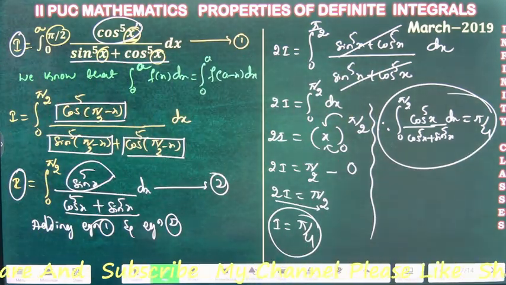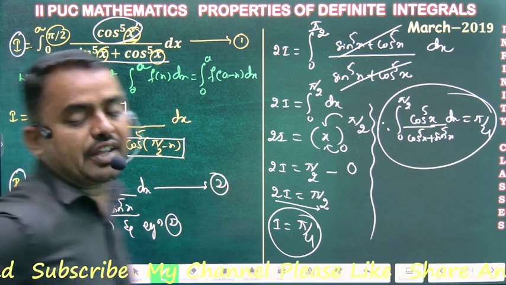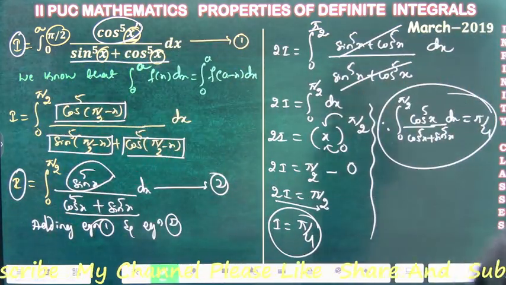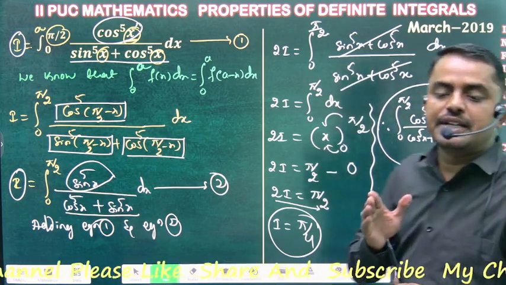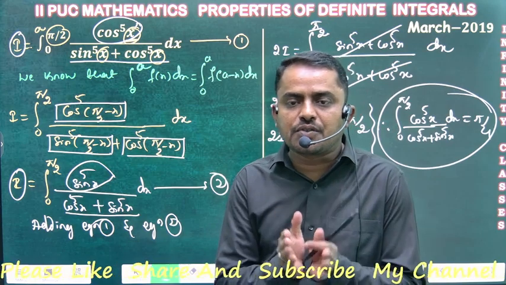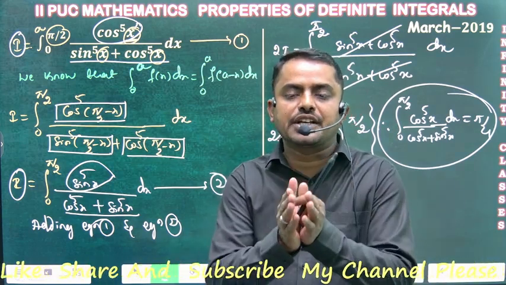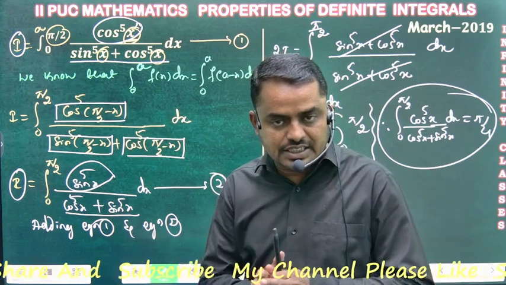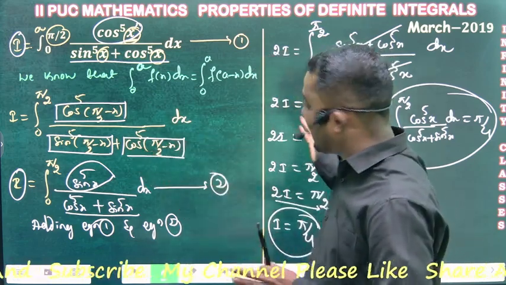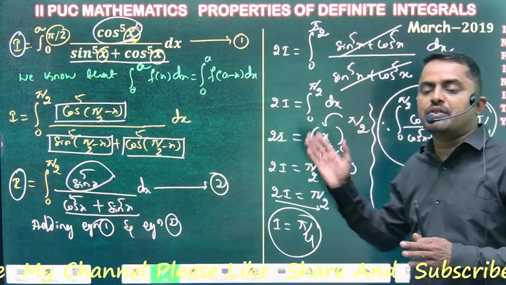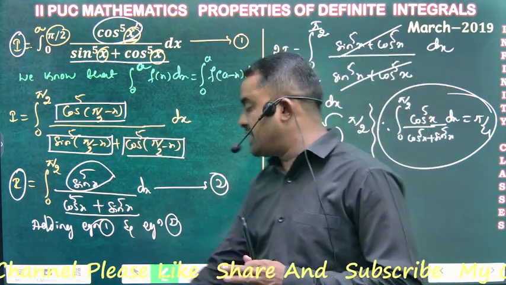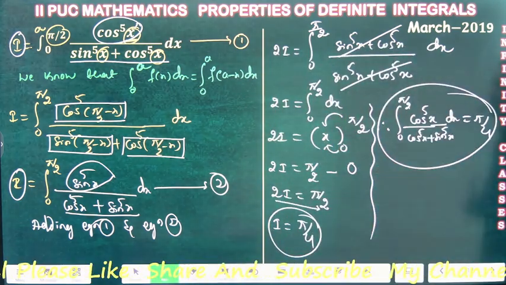So in this manner we have to solve the problem. These are very easy and important problems. The thing is that we have to apply the property correctly and form equation 2, and on adding equation 1, the terms will get cancelled. Then integration of dx will be x here. Then substitute the upper limit, then minus the lower limit. You will get the answer, and simplify this one, you will get the answer.